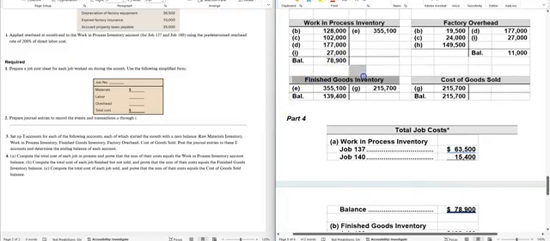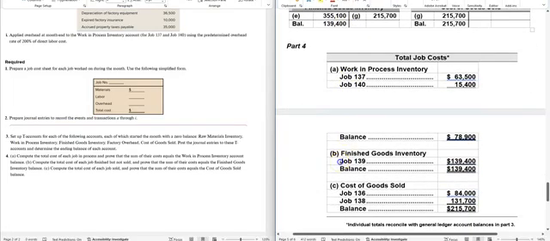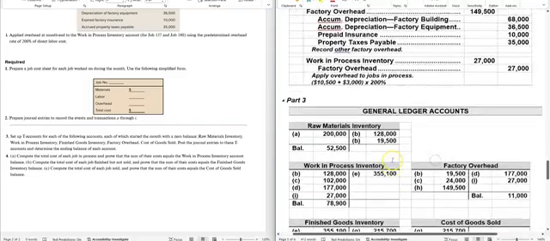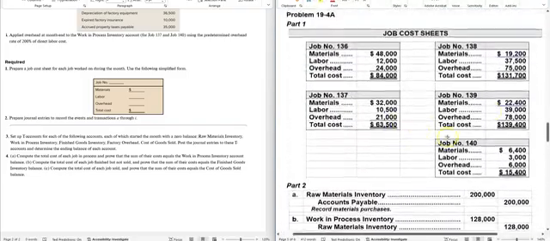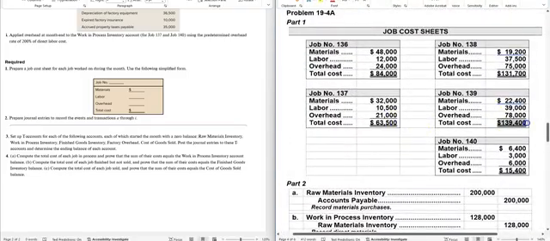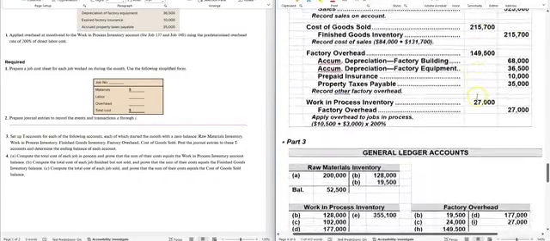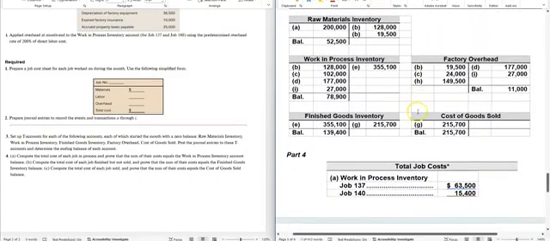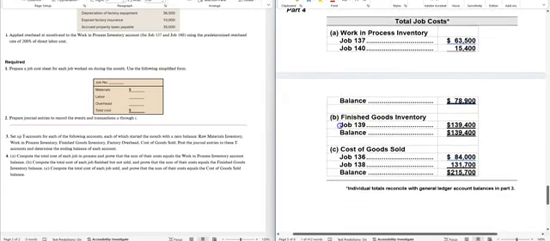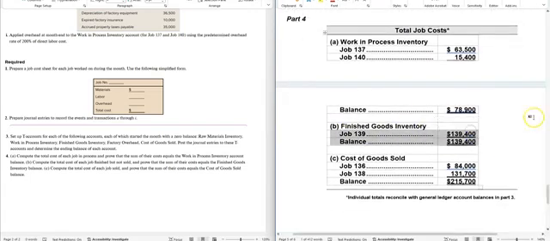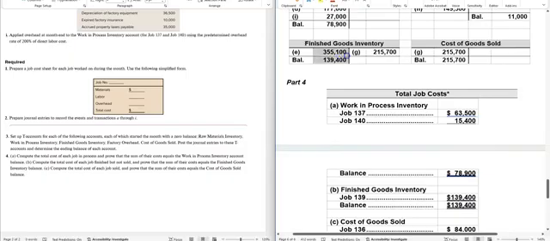Finished goods. Of the three jobs that were finished, only one job has not yet been sold, job 139. If I look at job 139's job cost sheet, 139.4 was recorded into the accounting system for that job as part of our bigger entries, and that agrees with the balance in the finished goods inventory account.